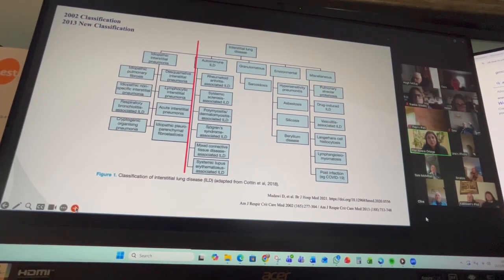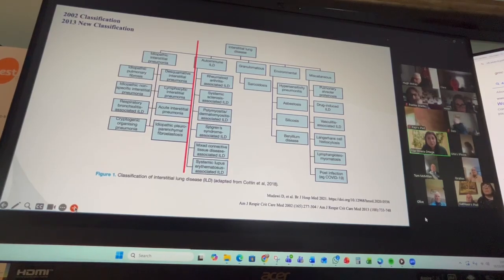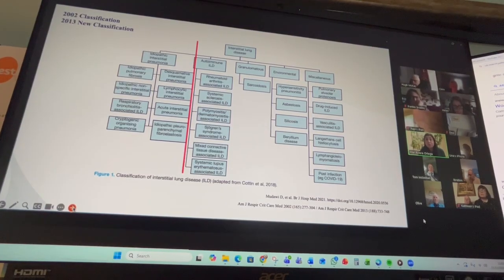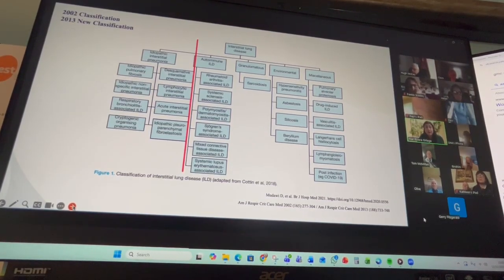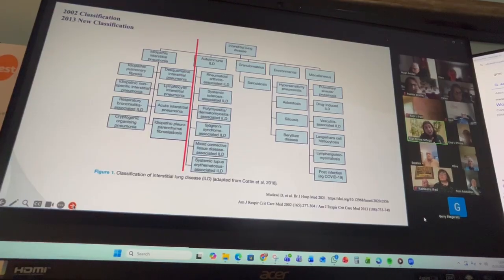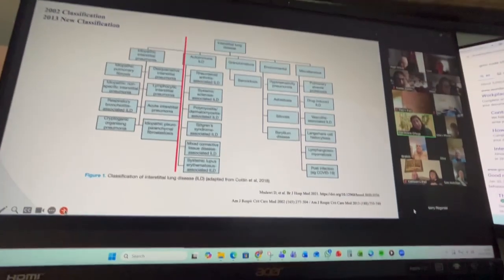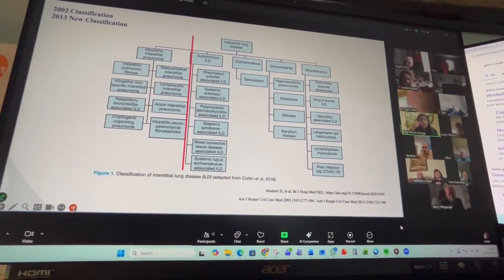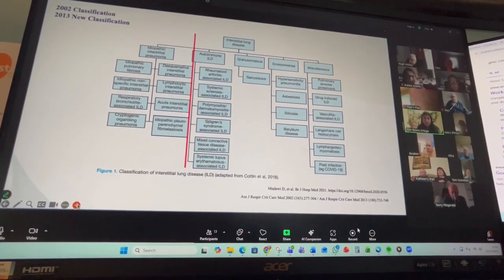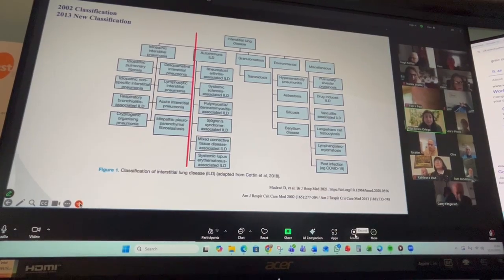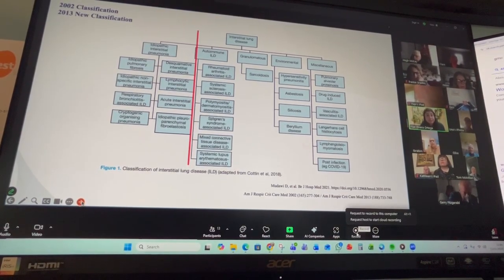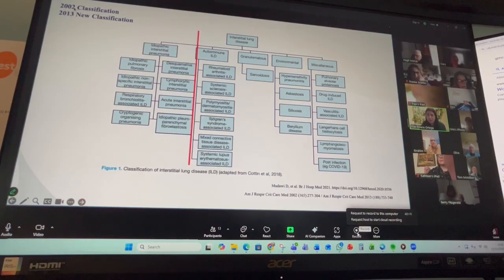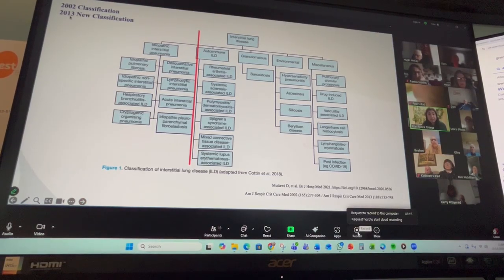But when we say pulmonary fibrosis, one more time, it's not one disease. We have around 100 different types of pulmonary fibrosis. How we differentiate between them is whether or not we are able to identify the cause of the disease. This figure tries to explain the previous two classifications for interstitial lung disease, one from 2002 and the second from 2013.